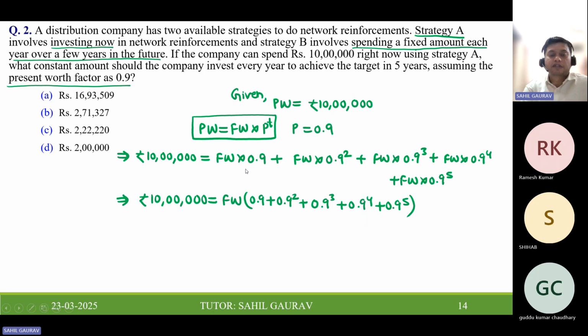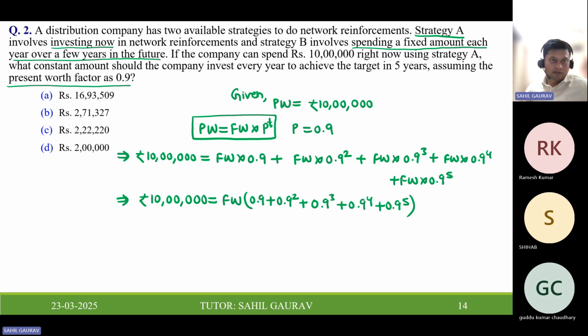So the future worth: after the first year, based on the discount rate, the future worth will be FW times 0.9, and in the second year again this amount is invested, so FW times 0.9 squared. In the third, fourth and fifth years this amount is also invested. So you accumulate all of it. The present amount of money is 10 lakh, and now you can find the future worth of the money that we have invested each year for the 5 years, and that amount of money is constant.